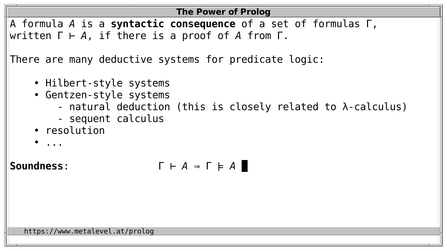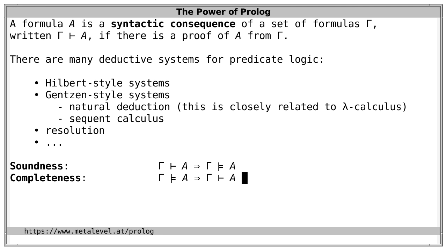And the most important property we expect from a deductive system is called soundness. This means that if we derive a syntactic consequence from a set of formulas with the system, then it must also be a semantic consequence of the formulas. And if that's not the case, the system is called unsound.